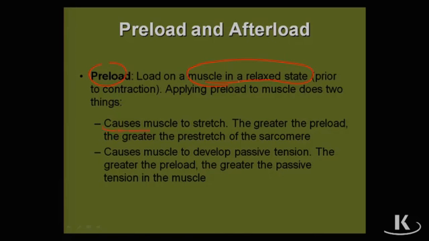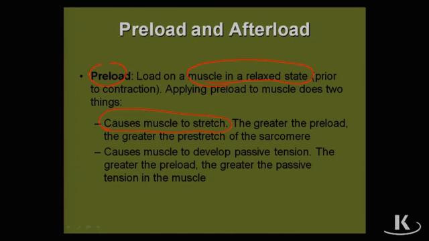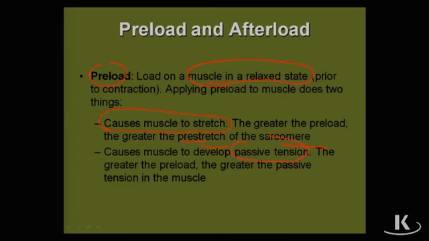Now, when the muscle stretches, just like a rubber band, that pulling of the rubber band puts a kind of tension to return to its normal size and shape. So, just like pulling a rubber band, that passive tension creates a certain motor ability to be able to contract. The greater the pre-stretch of the sarcomere, pulling the rubber band, the greater the passive tension.